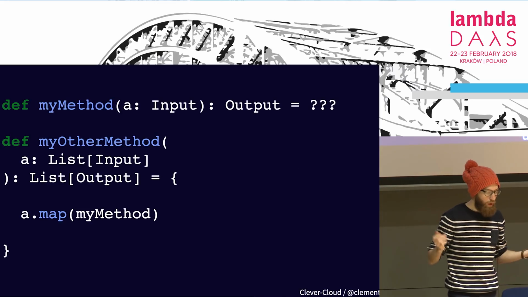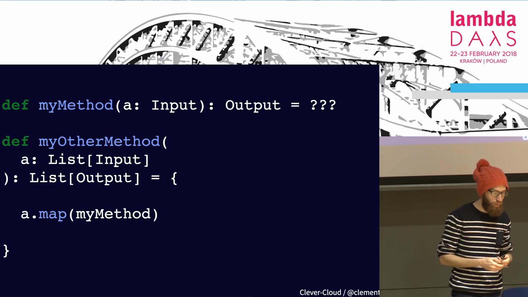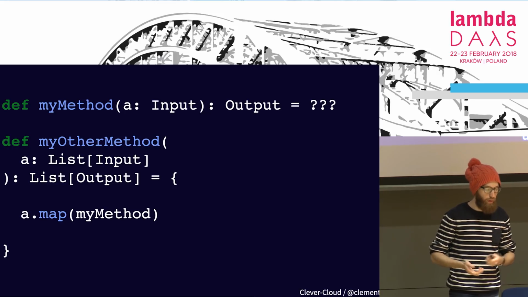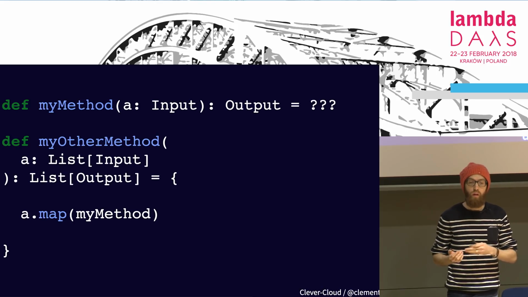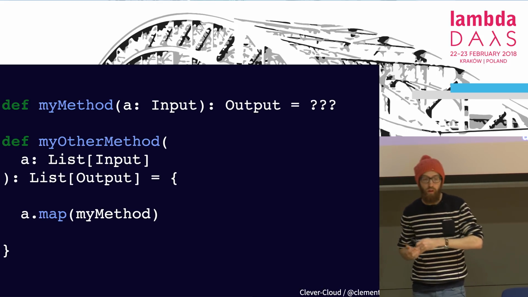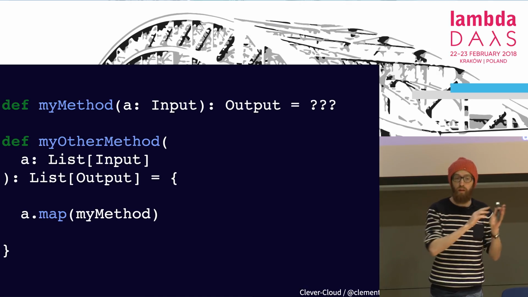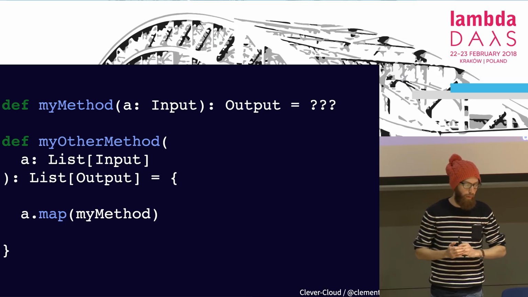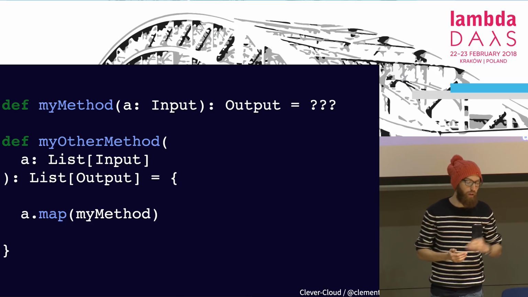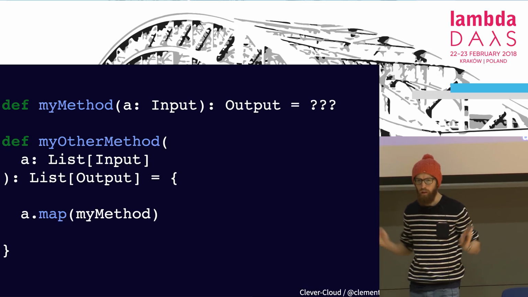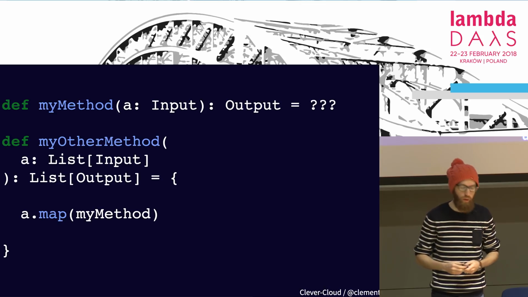Let's say I have a list of input and I have a list of output. I can call map on it and pass it a method that transforms an input into an output. And I don't need to provide the implementation of this mapping function right now. I just say it takes an input and returns an output. And the compiler will tell me, yeah, you can map this function over this list. That makes sense. OK. And I don't have to code everything to get interesting results.